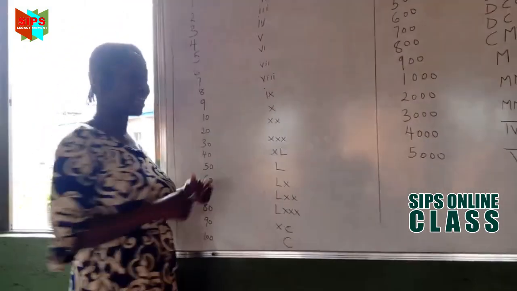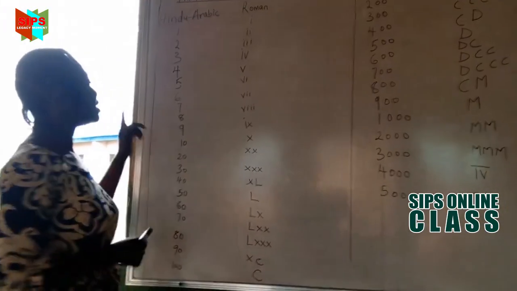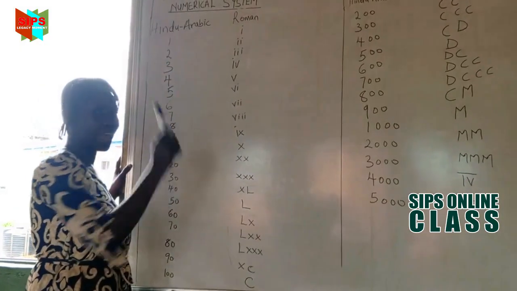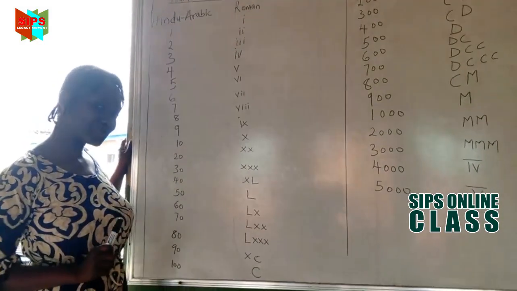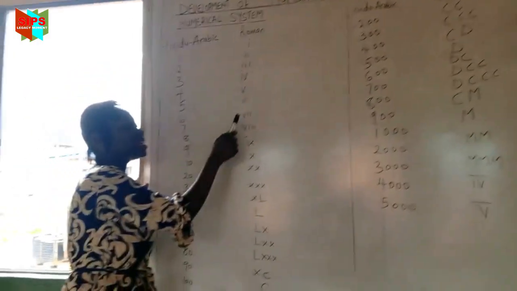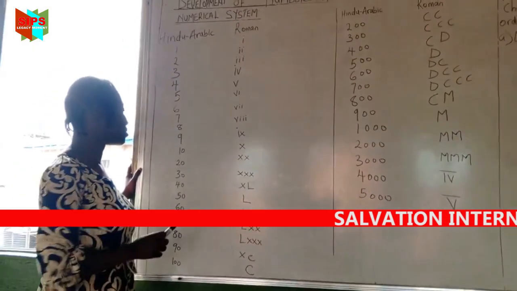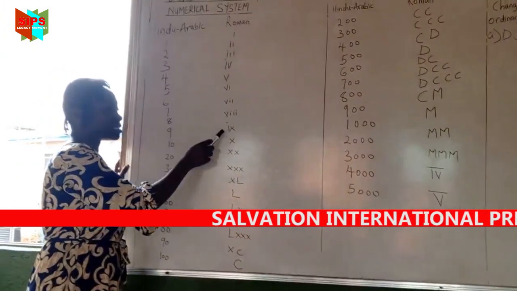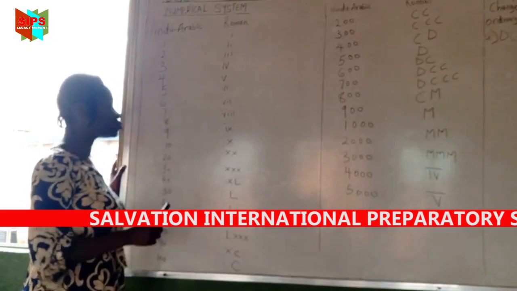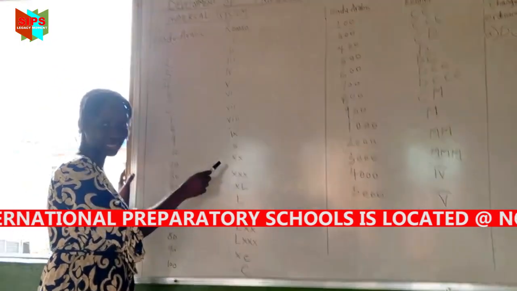6 is VI. Can you say that? VI. Thank you. 7 as VII. Say that with me. Okay. So now we have our 8 as VIII. Just keep repeating after me. Alright. We have 9 as IX. That is Roman figure 9. Then we have 10 as X.